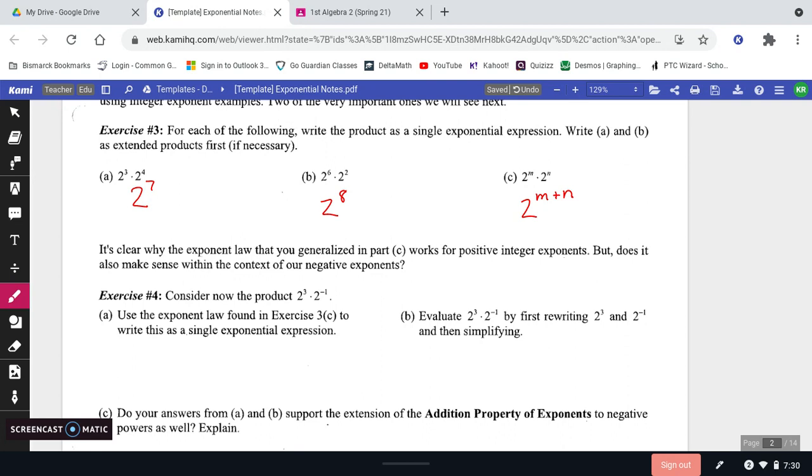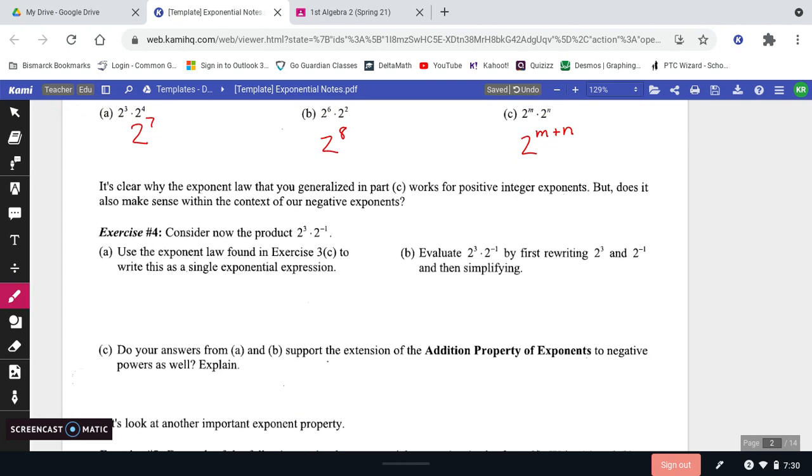Example 4 is, what about if you have a negative exponent? Does the same thing still work? If I make the assumption that all I need to do is add those exponents, then I get 2 squared. For part B, evaluate 2 cubed times 2 to the negative first by first rewriting 2 cubed and 2 to the negative first, then simplifying.